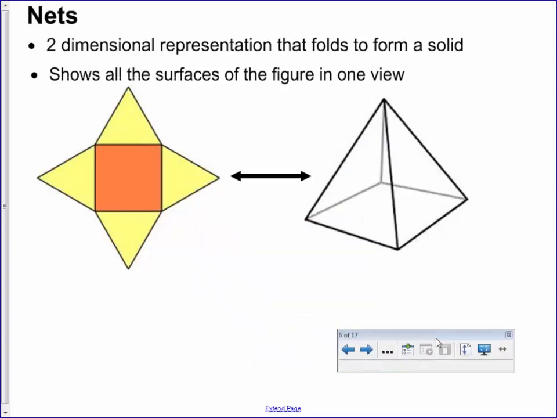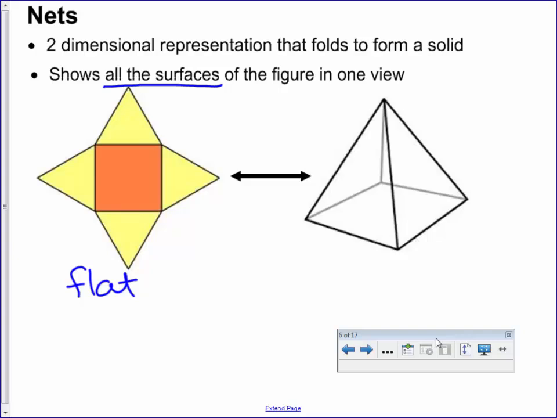You should have seen nets before, and really it is a way that we can take a three-dimensional figure and lay it flat out on a piece of paper so we can see all of the surfaces. That's really important because we can see what it's made out of, and then you can fold it back up and it would create your polyhedron.